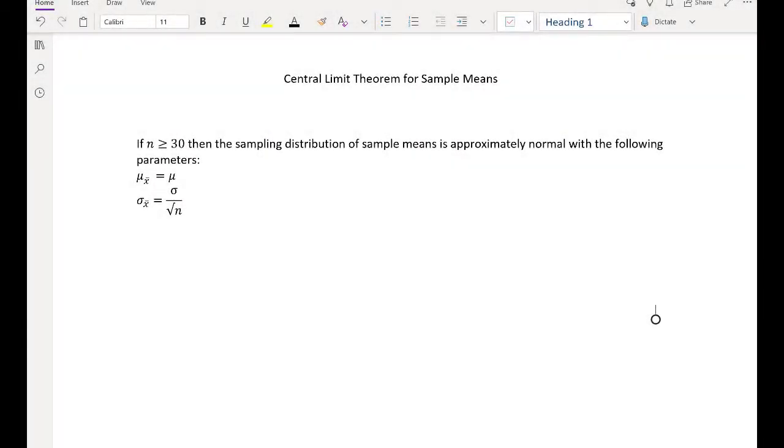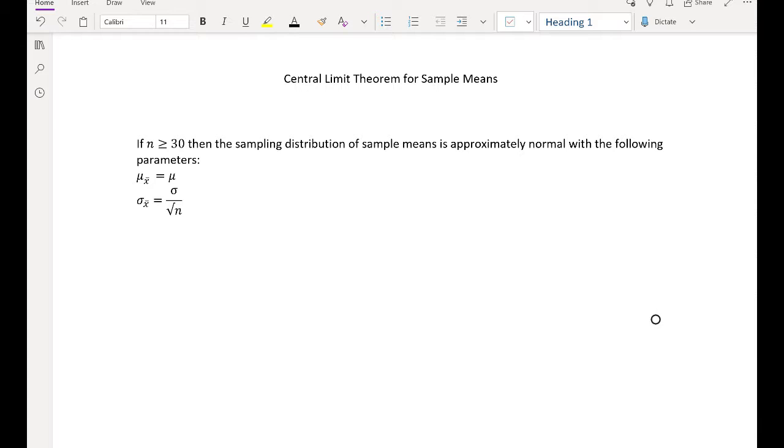Alrighty, so in this video, we're going to go over the central limit theorem for sample means. So what is the theorem? It states that if our sample size n is greater than or equal to 30, then the sampling distribution of sample means is approximately normal with the following parameters.